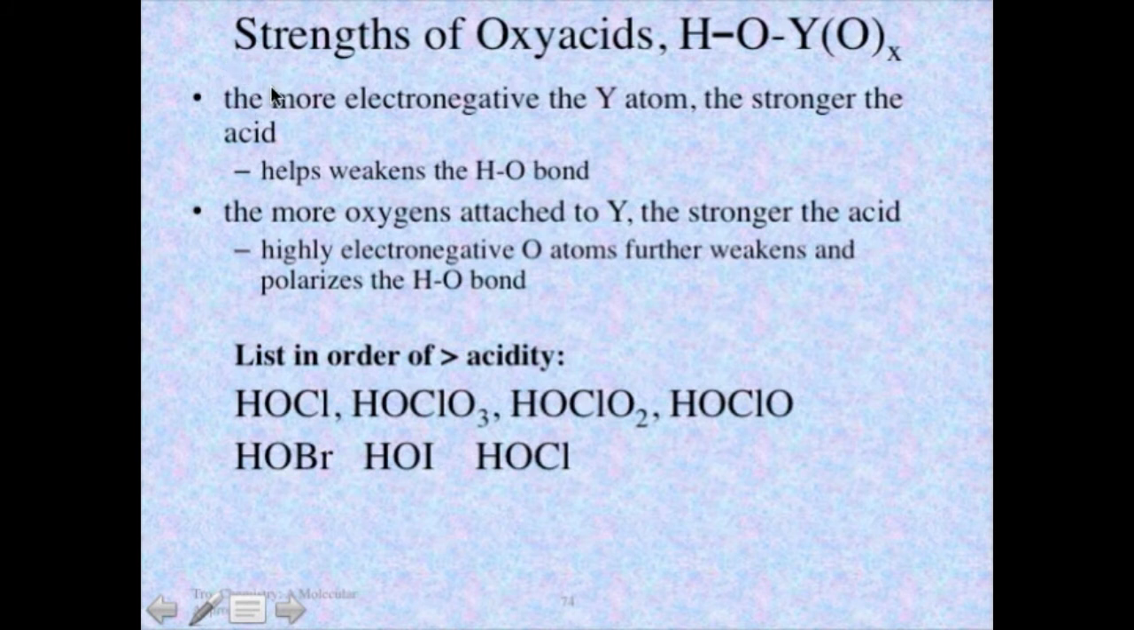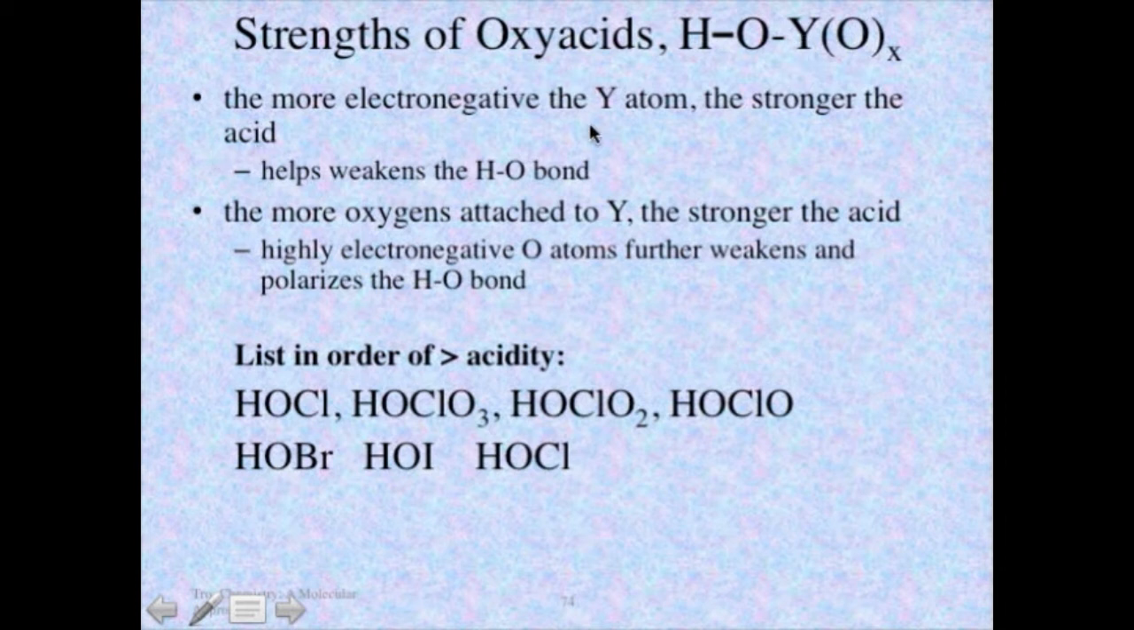Now we're going to discuss the strengths of oxyacids with a general formula like this. You have an acidic proton attached to an oxygen, which in turn is attached to a central element surrounded by either no other oxygens or one other oxygen or two or three other oxygens.